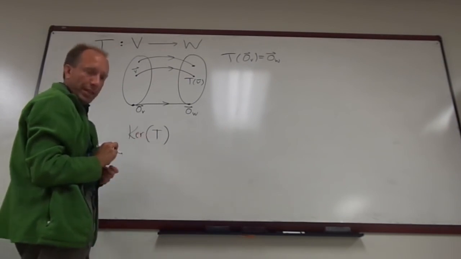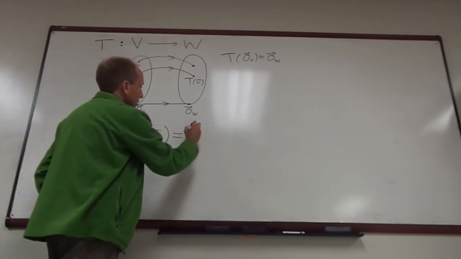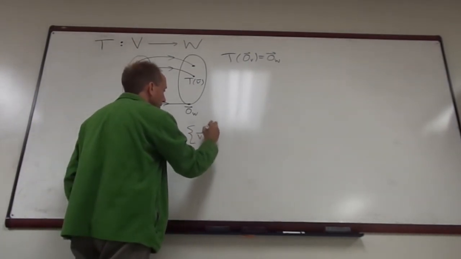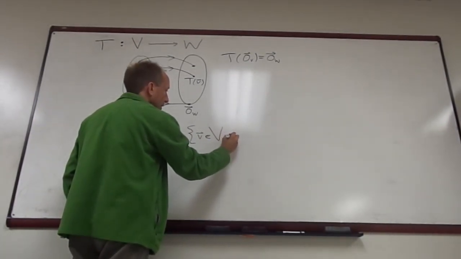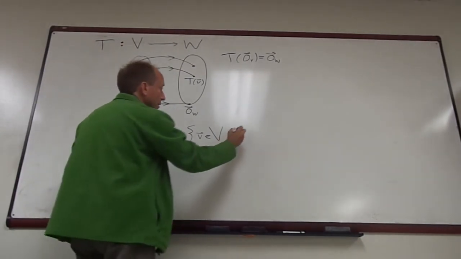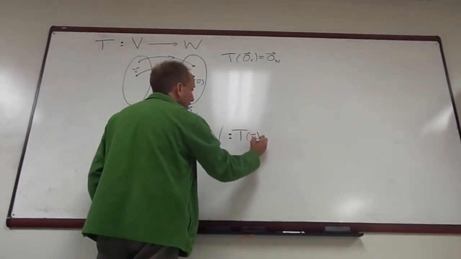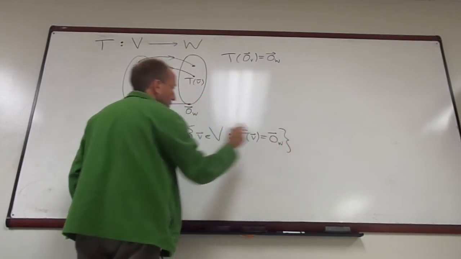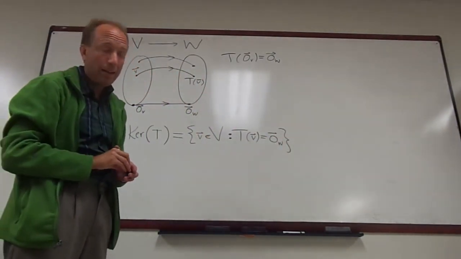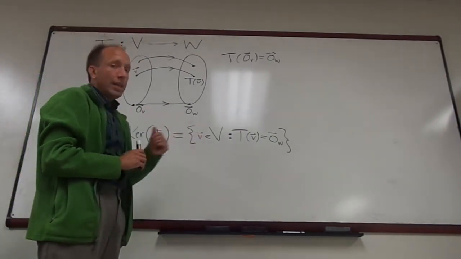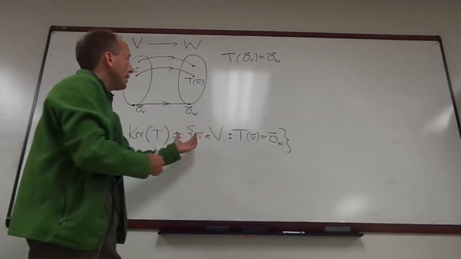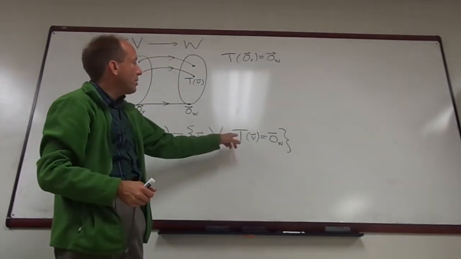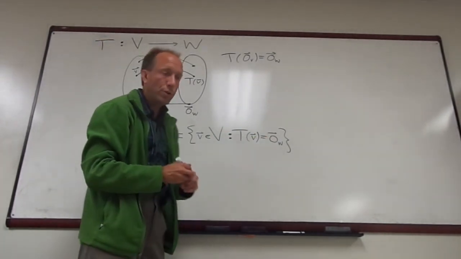Okay, the kernel of T. This is going to be the set of vectors little v in capital V such that T of v is 0. And of course that's the zero vector of W coming out on the output side. So what is this talking about? What we're looking at here is a set of vectors in V that the transformation maps to 0.